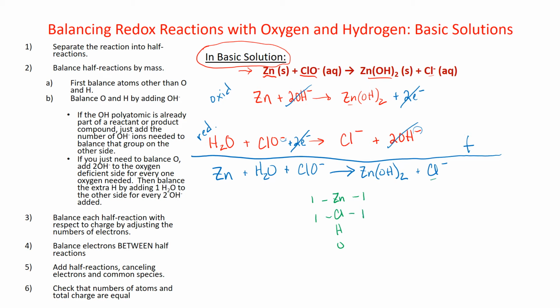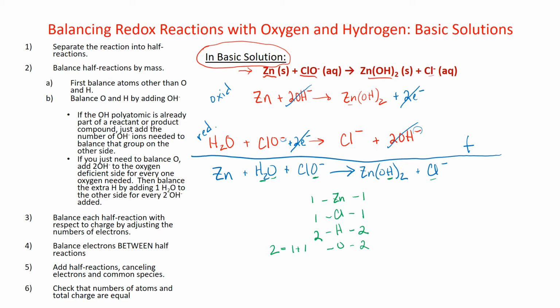For my hydrogen, I have 2 in water on the left-hand side, and I also have 2 in that hydroxide. And for the oxygen, I have 1 in water and 1 in that hypochlorite, so 1 plus 1 equals 2. On the product side, I have those 2 hydroxide groups, and each has an oxygen, so that's a total of 2 oxygens. And that is perfectly mass balanced. So we did maintain our mass balance throughout.